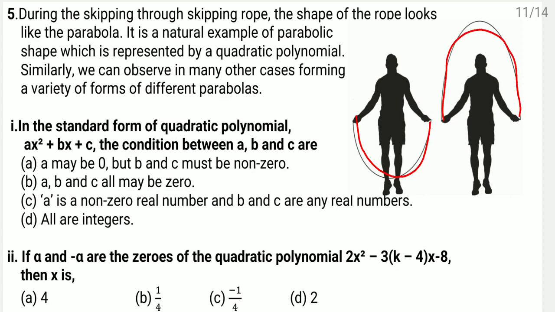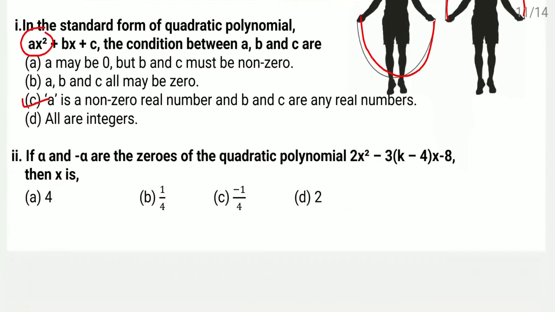Now as it is a quadratic polynomial, a, b, c are the coefficients and they are real numbers. But a should not be equal to 0. What I said, if a becomes 0, it will no more be a quadratic equation. See, so option C you observe, a is a non-zero real number. That means a is not equal to 0, but a is a real number. And b and c are any real numbers. So option C is the correct one. Come to the second question.